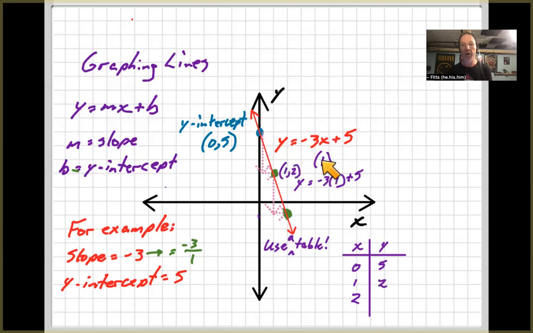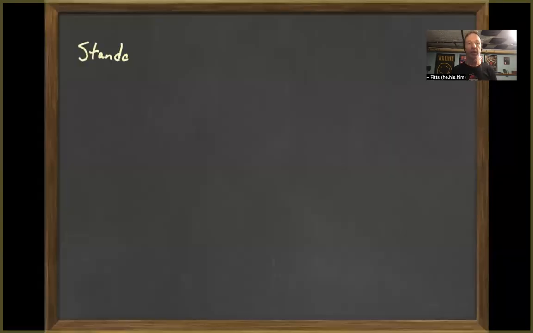If I plug in 1, well, negative 3 times 1 is negative 3. Negative 3 plus 5 is 2. So that's my point there, 1, 2. I could do one more. If I plug in 2, well, negative 3 times 2 is negative 6, plus 5 is negative 1. So that gives me the point 2, negative 1, and then you can just graph it. Use a straight edge or a ruler and graph your line right there. So that's graphing lines.